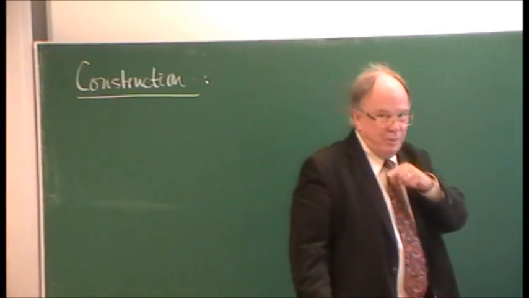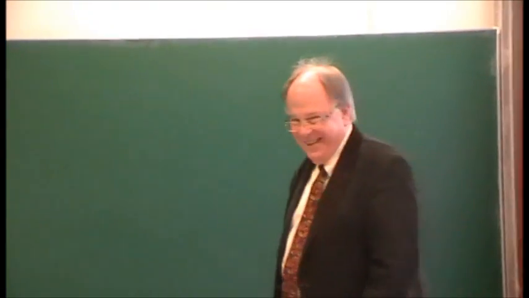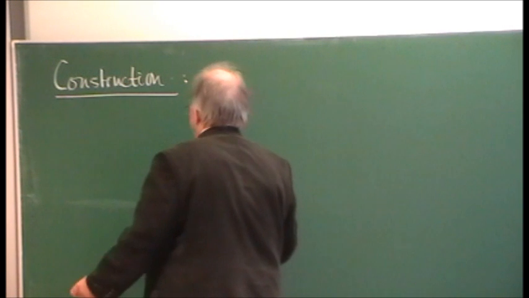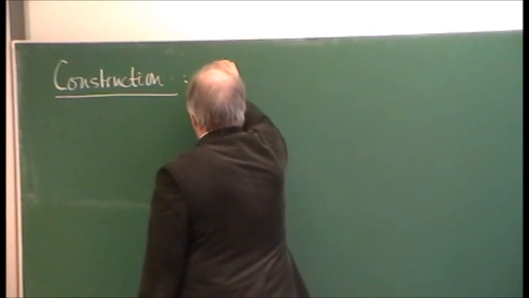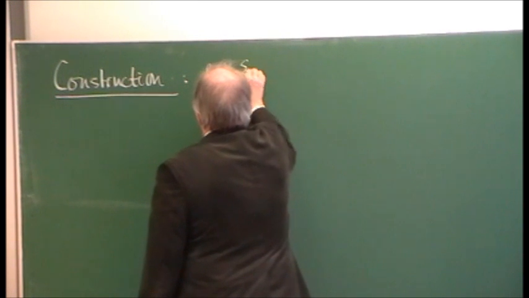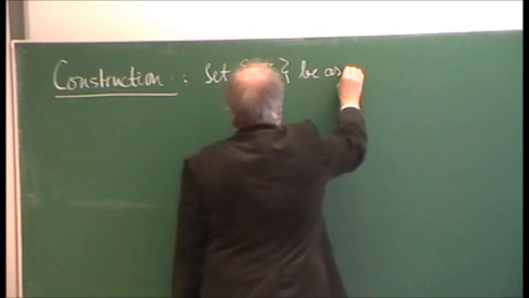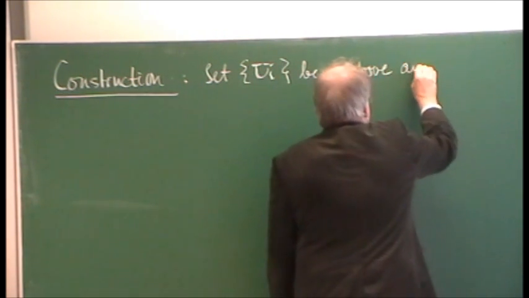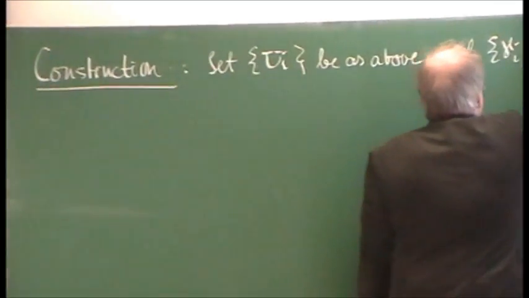Well, the construction is completely trivial, except for one point, the transformation. So, how would we do this? We want to construct... we let ui be as above, so in the preparations, and gamma I, a partition of unity, as above.